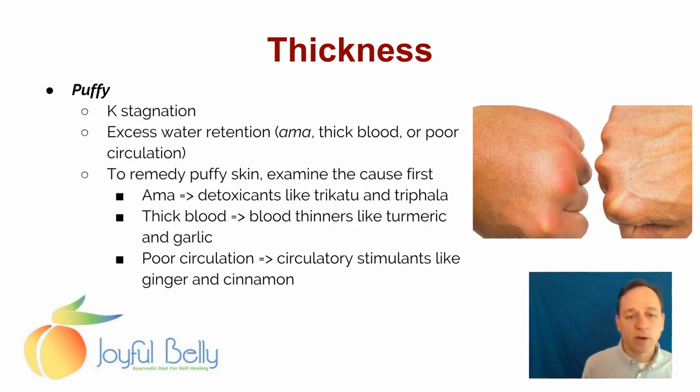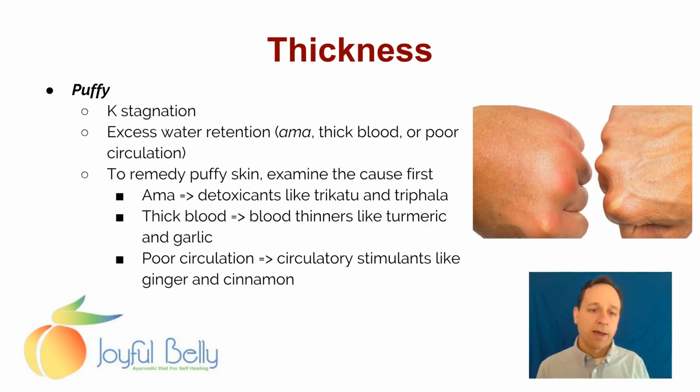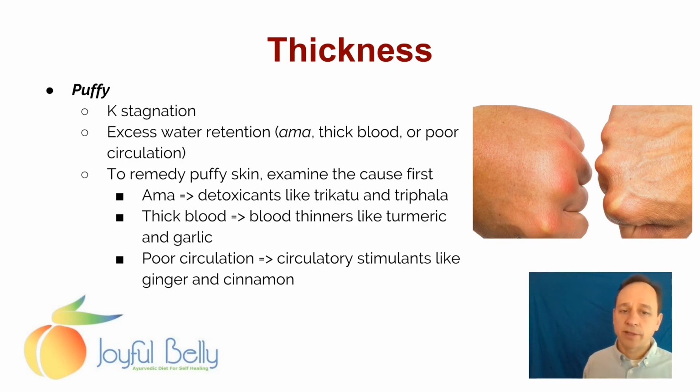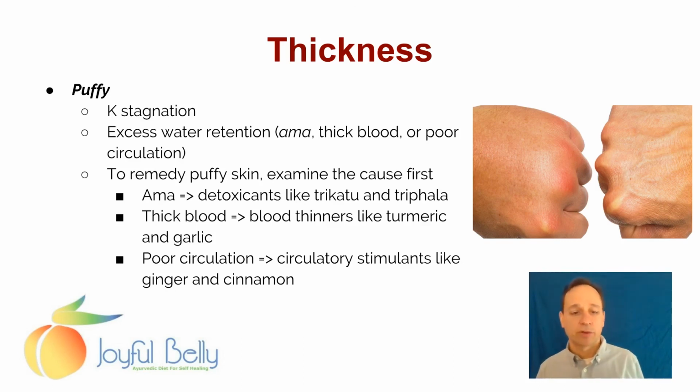If ama or toxicity is the cause, then detoxicants that flush toxins out of the body, like triphala, or help burn it up, like Trica-2. If the cause is thick blood, then you want to cut down on heavy rich foods, and a blood thinner like turmeric or garlic can help. If there's poor circulation in general, then a circulatory stimulant like ginger or cinnamon can help.